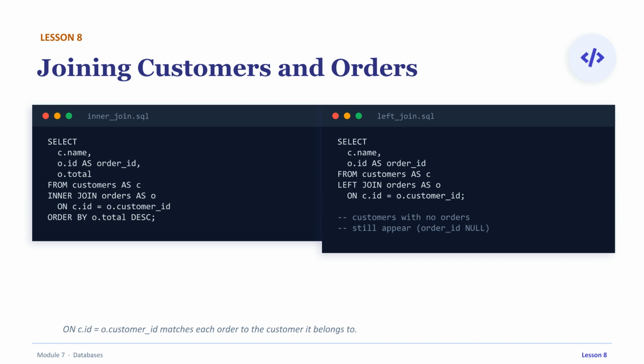Here's the difference in action. The inner join lists only customers who have orders, pairing each name with its order total. The left join keeps every customer, even those with no orders. They simply show null. The ON clause matches each order to its customer.